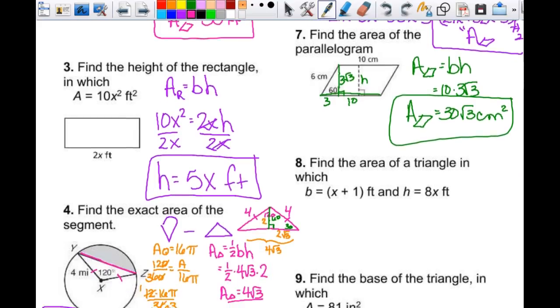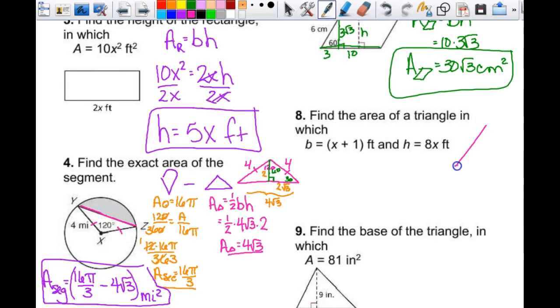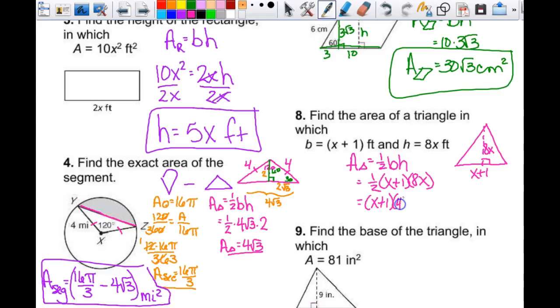All right, so now I'm going to find the area of the triangle. So my triangle, base is x plus 1, height is 8x, area of a triangle, 1/2 base times height. So it's going to give me 1/2 times (x plus 1) times 8x. I can multiply in any order, so I'm going to take half of the 8x, so that gives me (x plus 1) times 4x, which will then give me 4x squared plus 4x, feet squared, and that's the area of my triangle.